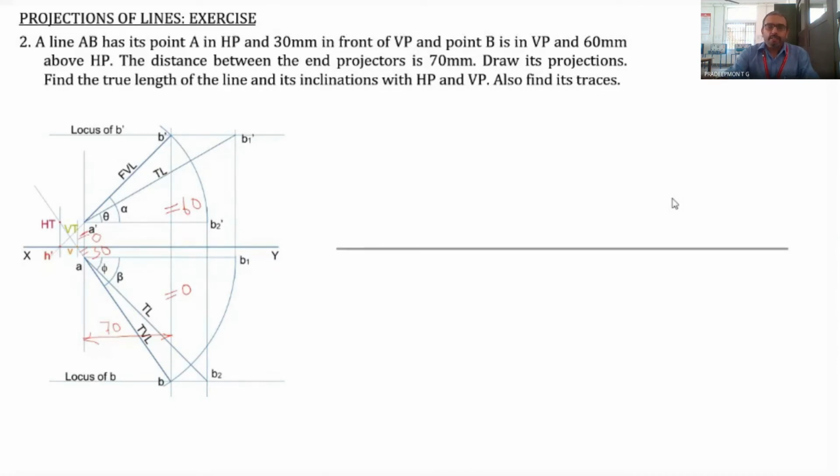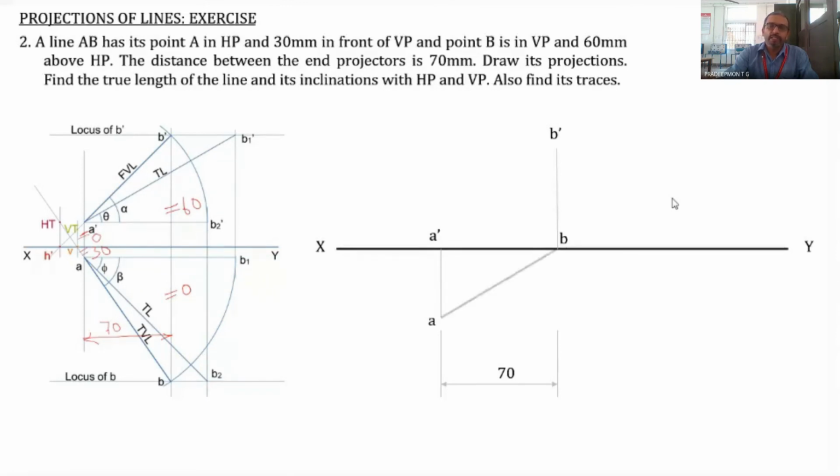So first you draw the XY line, X and Y. Then you mark the point A dash. Then drop a projector to mark the point A. And from this projector, that is the projector for A and A dash, mark distance 70 millimeter. And on this particular projector, mark a point B, and on the projector above XY line, 60 millimeter above the XY line, mark point B dash.